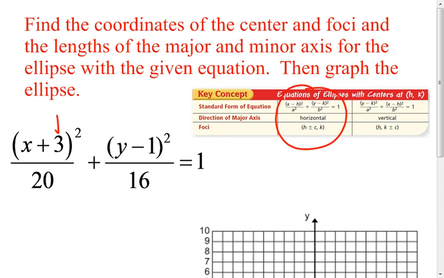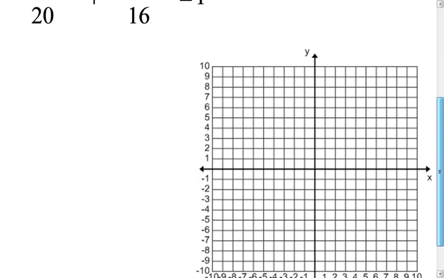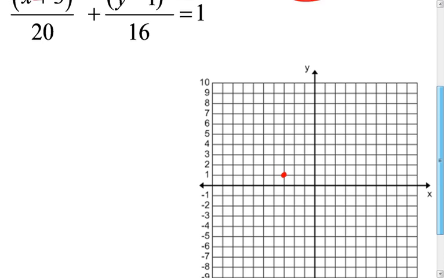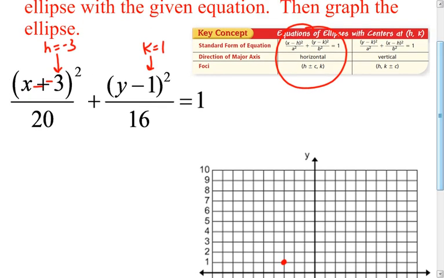This gives you your h value. Your h always goes with your x, no matter what. Okay? And again, this is technically x minus negative 3. So your h value is negative 3. And then your k value, you can see, is 1. That's going to give you your center. So you are going to be centered at negative 3, 1. And I'm just going to plot that point right now. There's my center. Okay? I know this is going to be longer horizontally than it is vertically.